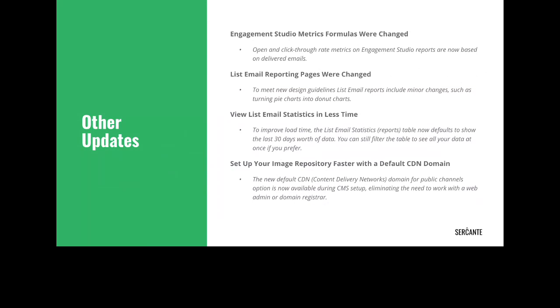And view list email statistics in less time. To improve load time, the list email statistics report table now defaults to show the last 30 days' worth of data. You can still filter the table for your specific time range, but your standard or default list email statistics view is going to be your last 30 days of data. And then lastly, you can set up an image repository faster with a default CDN domain. The new default content delivery network domain for public channels option is now available during CMS setup, within your Salesforce Lightning CMS setup, eliminating the need to work with a web admin or domain registrar.